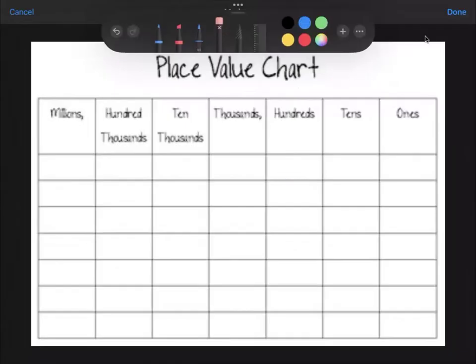If I was going to move this 5 over to the 100,000s, oops, wrong tool. There we go. Over to the 100,000s place. Now that's representing 500,000s. So that's a lot more than 5 ones. So that's basically what we mean when we're talking about the value of a digit. Where is it in the number, and how much does the value change based on its placement?